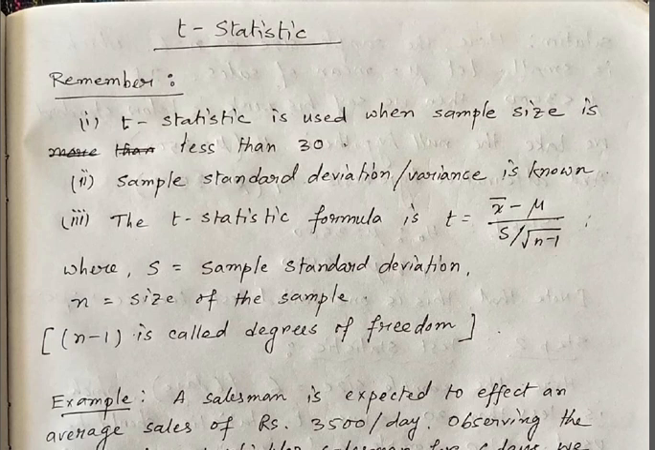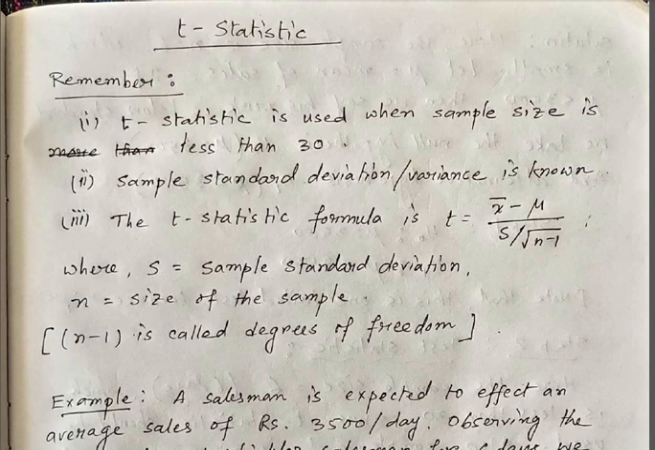If the sample size is more than 30, then we will generally follow Z statistic, and if the sample size is less than 30, then we will generally follow T statistic. So these are the Indian rules. In other words, in T statistic the sample standard deviation is known, but for Z statistic the population standard deviation should be known.